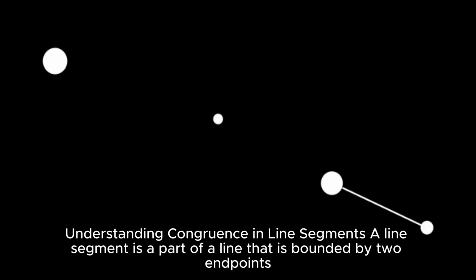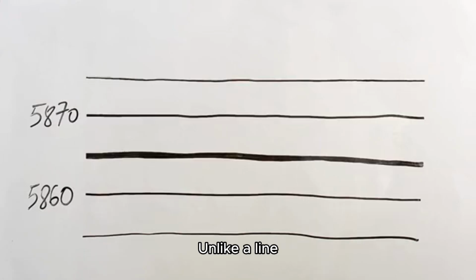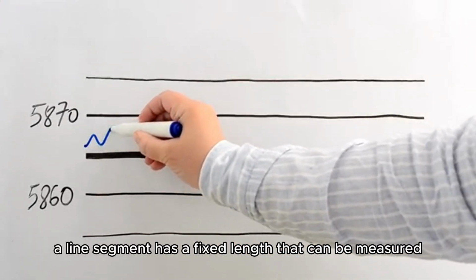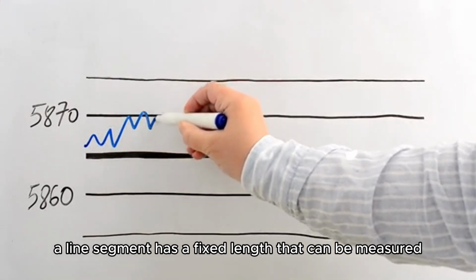Understanding congruence and line segments. A line segment is a part of a line that is bounded by two endpoints. Unlike a line, which extends infinitely in both directions, a line segment has a fixed length that can be measured.